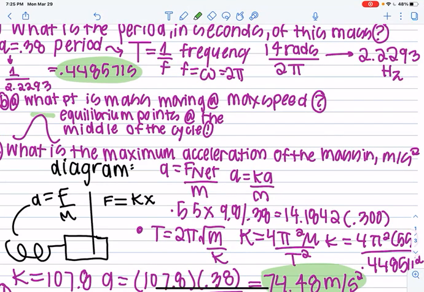I chose equilibrium points, which are at the middle of the cycle. So in regards to max speed, it's at the middle of the cycle. And then for max acceleration, it's different, but I'll explain that down the road.